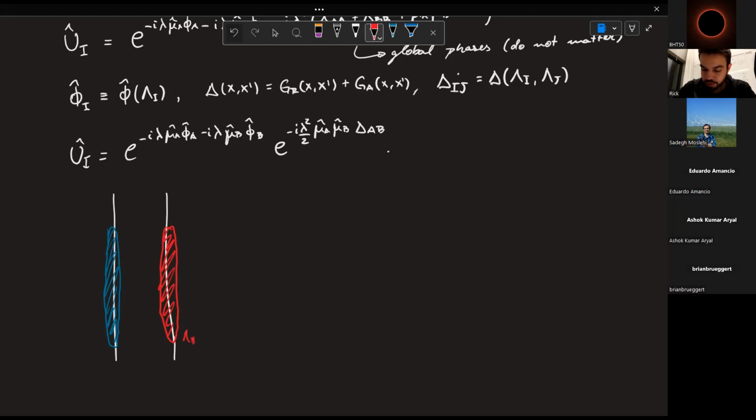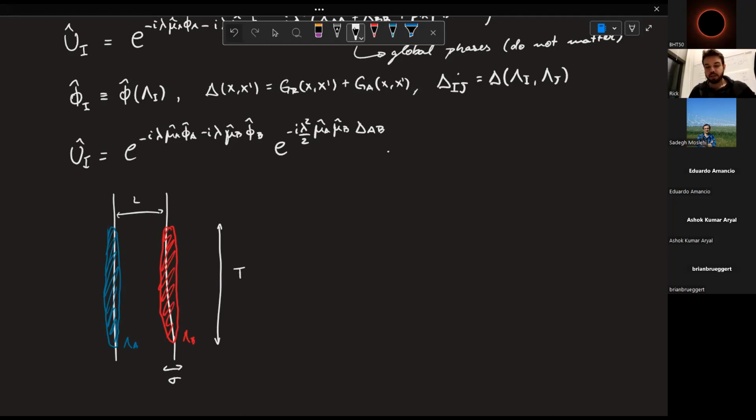This is the lambda B. This is the lambda A. We will have three parameters. One parameter will be T, which is for how long their interaction with the field is switched on. The other parameter is sigma, which is how large the detectors are. And the other parameter will be L, which will be the separation between these detectors.